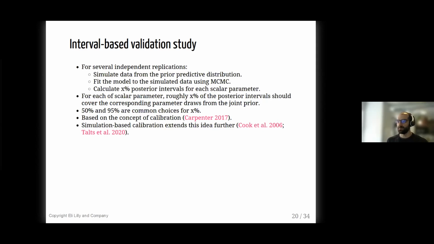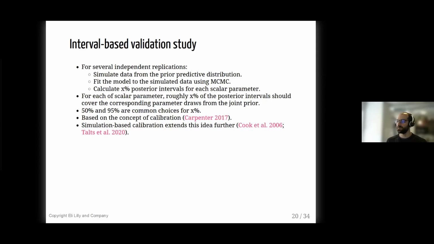And if, for example, we're calculating 50% posterior intervals, if the posterior is correctly calibrated, then we should see around half of the intervals that we've computed covering the respective true parameter draws. And likewise for 90%, 95% posterior intervals, or however many you choose, X% of them should cover that parameter if the credible level is X%. And this is based on the concept of calibration.